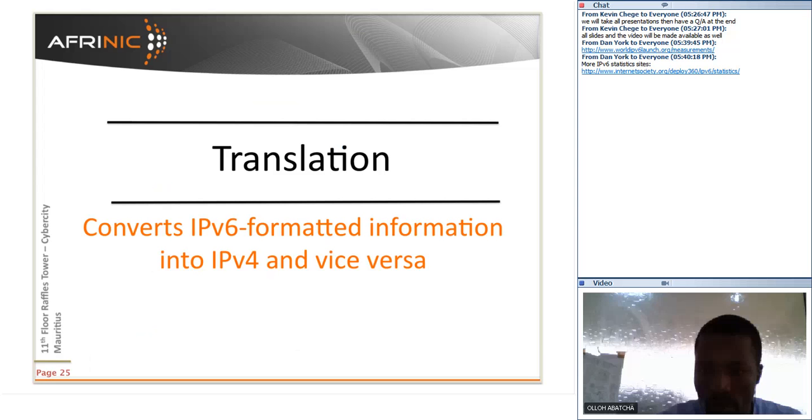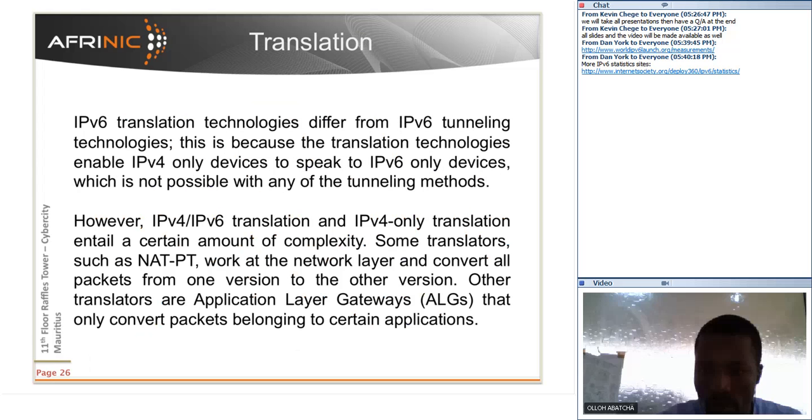Translation. In translation, IPv4 formatted information is converted to IPv6 and vice versa. IPv6 translation technologies are different from tunneling because they allow IPv4 only devices to talk to IPv6 only devices. This is something that tunneling cannot do. Tunneling allows v6 only to talk to v6 only, even if the connection between them is IPv4 only. However, in translation, IPv4 only can talk to IPv6 only devices.